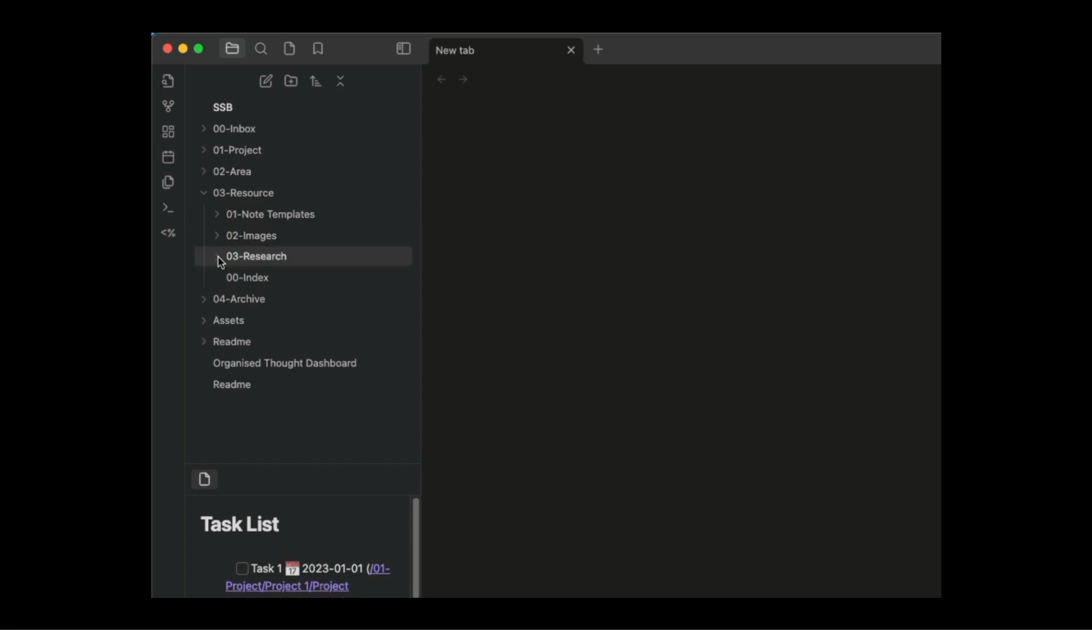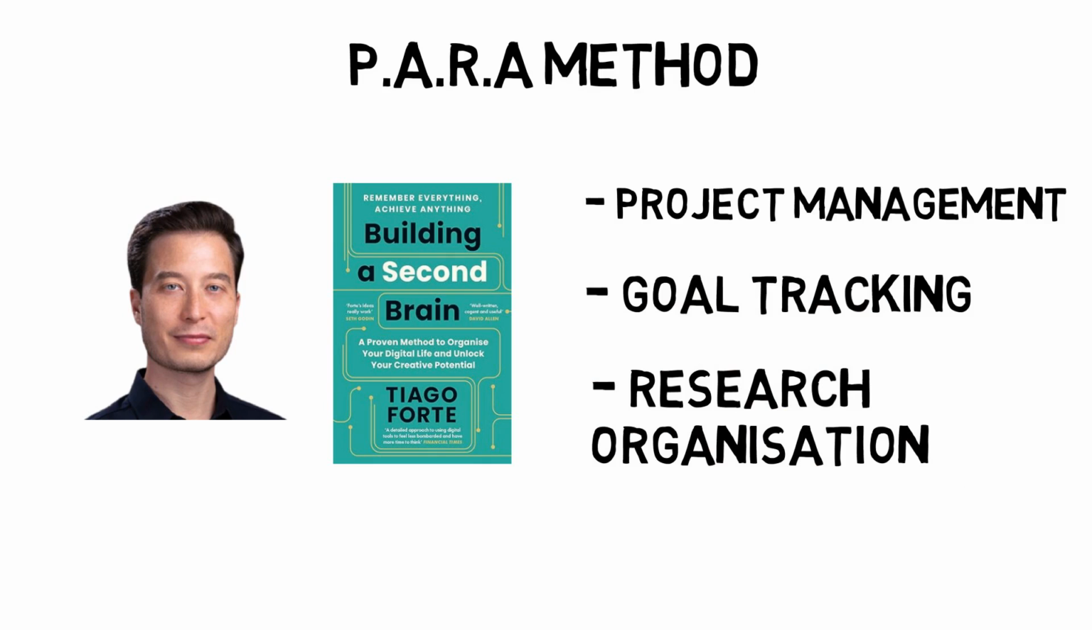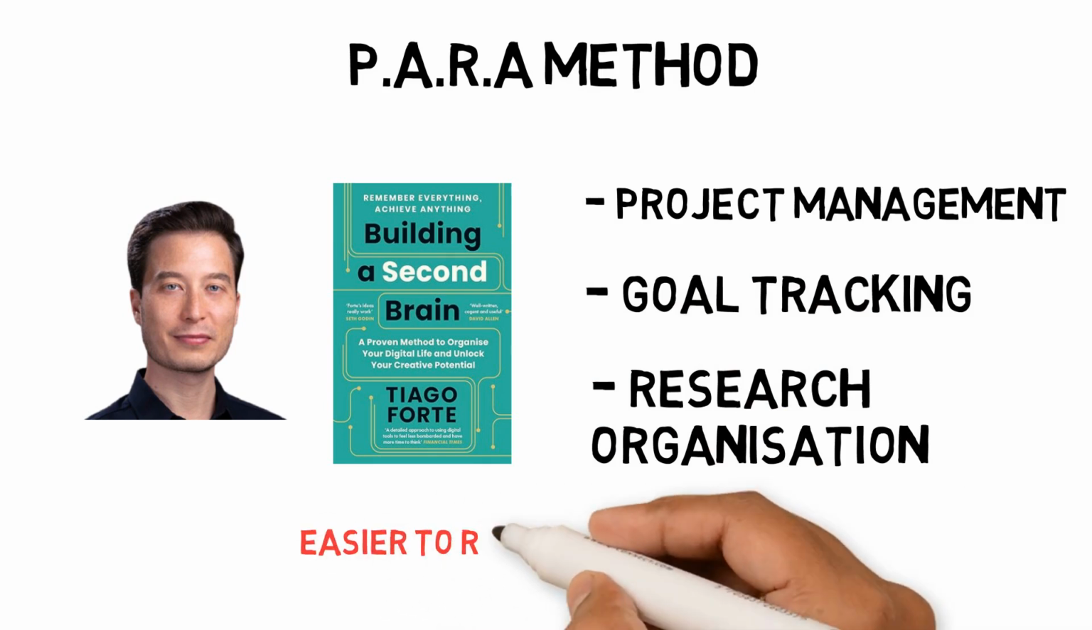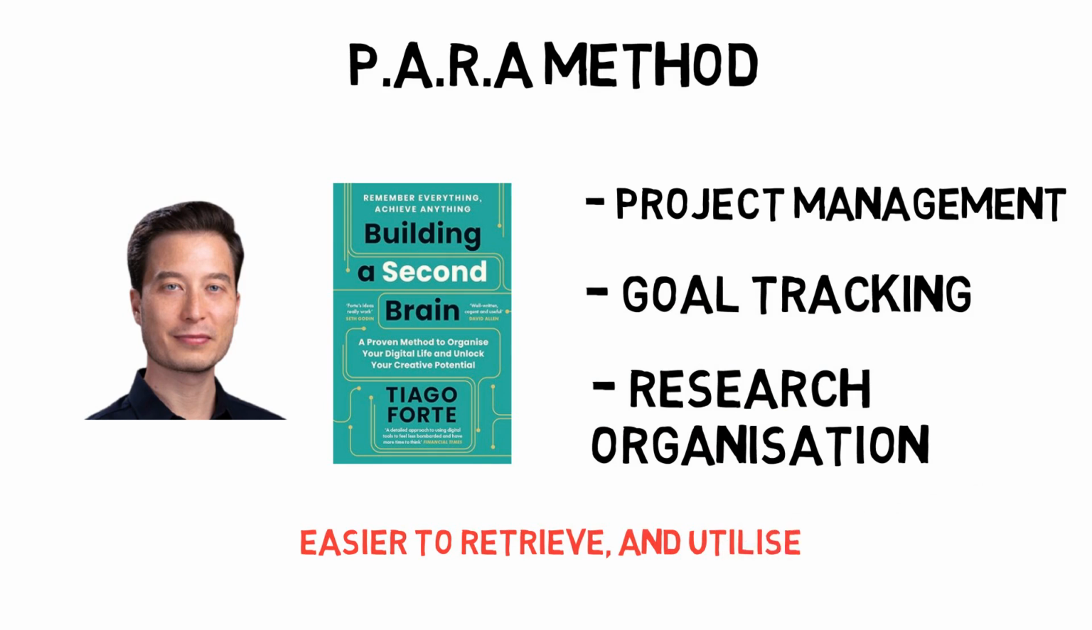In Resources, I would store my templates and research based on the Zettelkasten method. In each of these scenarios, the PARA method enhances the structure and usability of a PKMS, making it easier to access, retrieve, and utilize information effectively. But what about the files themselves? What are the essential organization methods?